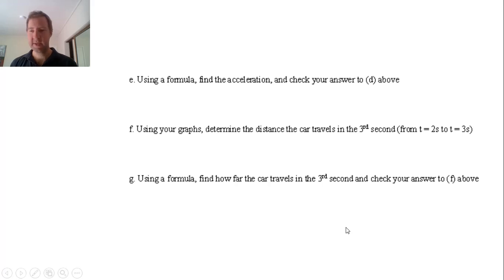Using a formula, find the acceleration and check your answer to D above. So I write down when I'm using a formula what I know and what I want first. I want to find the acceleration. Acceleration's question mark. I know my initial velocity was 30 meters a second. I know my final velocity is 10 meters a second. I know my time equals 5 seconds. And a formula that has all those four in it is Vf equals Vi plus At.